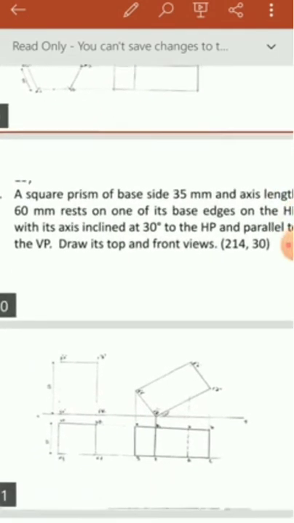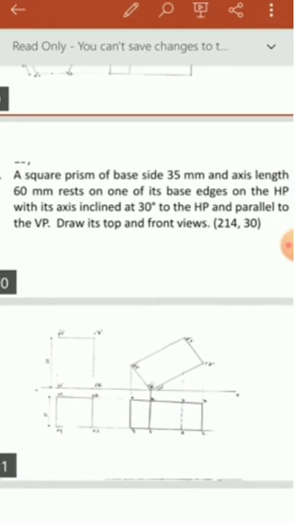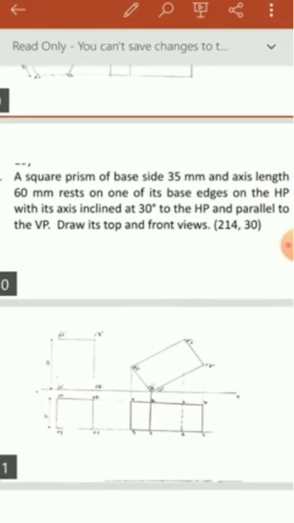Fifth question: a square prism of base side 35 mm and axis length 60 mm rests on one of its base edges on HP with its axis inclined at 30 degrees to HP and parallel to VP. Draw its top and front view. They are asking us to take a square prism of base 35 mm and axis length 60 mm, with one of its base edges on HP.